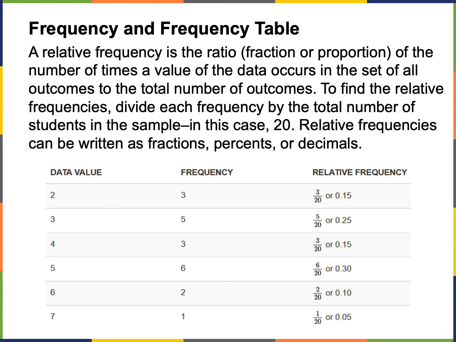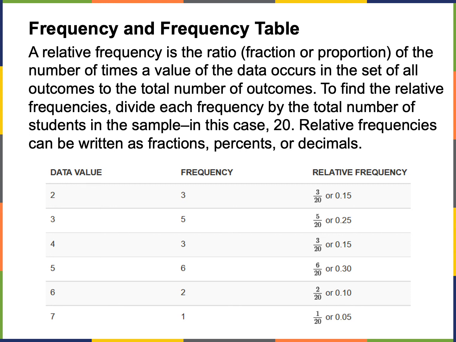All right, so what's a relative frequency? This is something you need to know too. It's a ratio, which you can also consider a fraction, or it can be expressed as a proportion of the number of times a value of data occurs in the set of all outcomes to the total number of outcomes. So in this example, how do you find the relative frequency? You divide every single frequency by the total number in the sample.